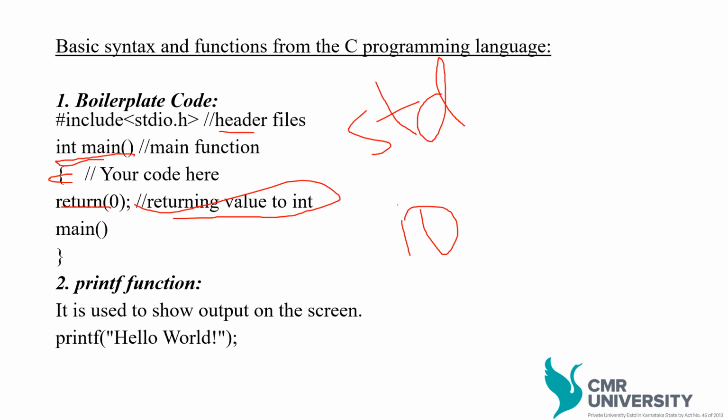Next is the printf function. It is used to show the output on the screen. If we use printf, it will give the output of what we mention within the brackets of the printf statement. For example, if we write printf hello world, it will give the output as hello world. This is the function of printf.